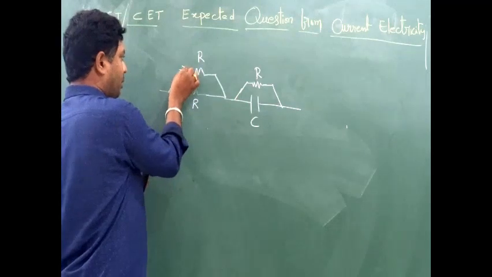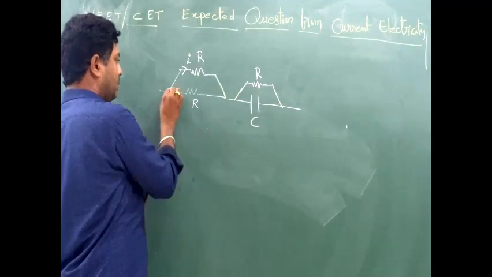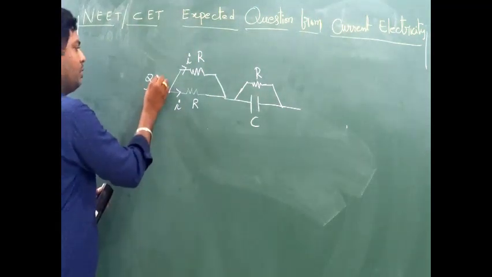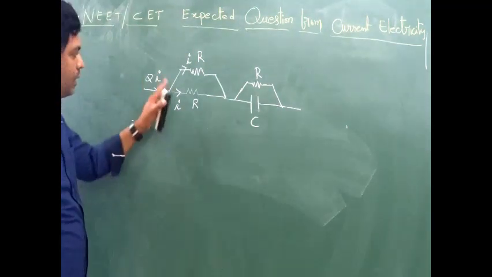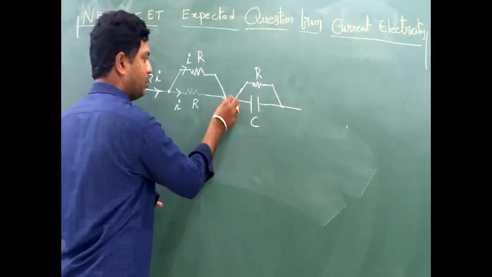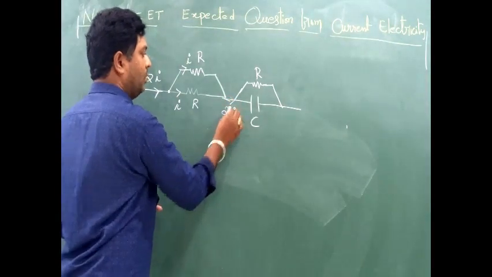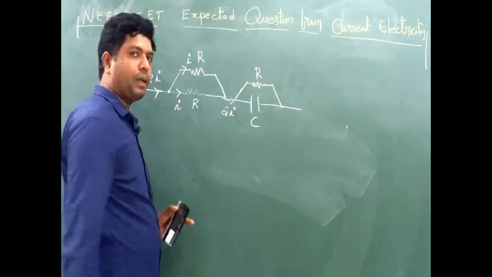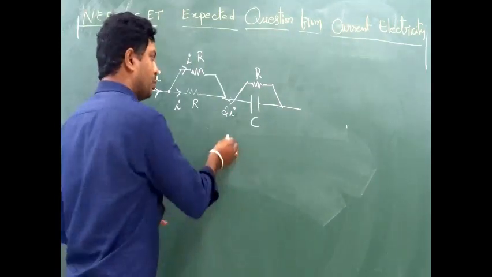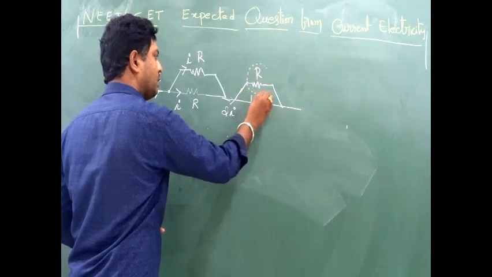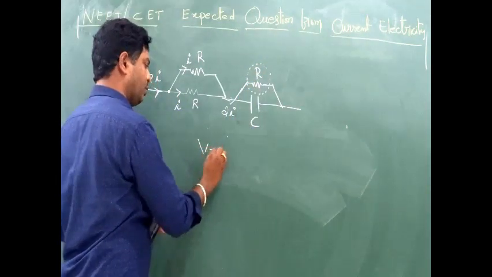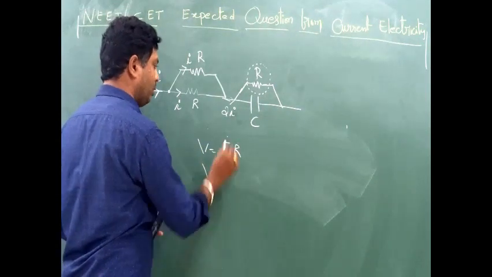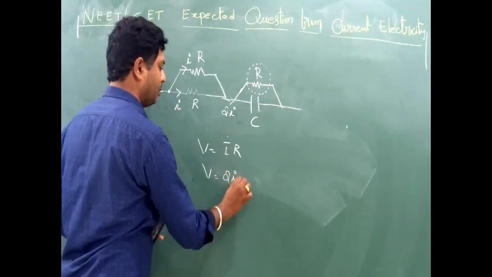So here the amount of current is also I. This is the junction. The total amount of current getting in is 2I, and out is also 2I. Here also the current passing through this one is 2I. The current passing through the capacitor is equal to 0. So the potential across this resistor, according to Ohm's law, V is equal to I into R, that is 2I into R.